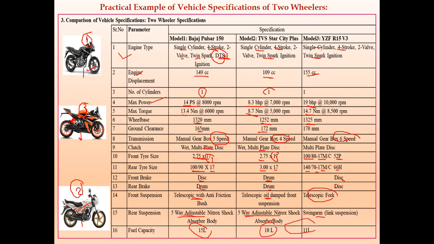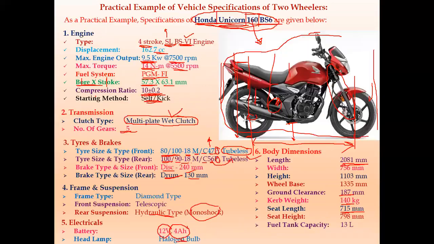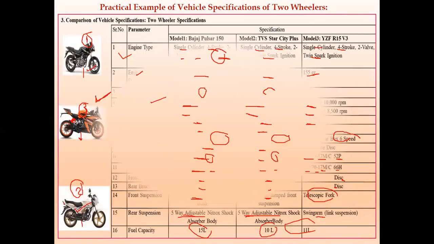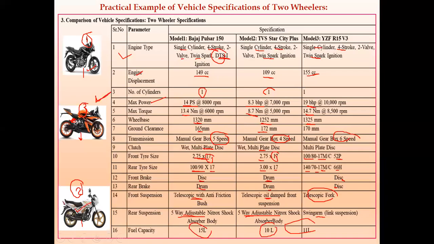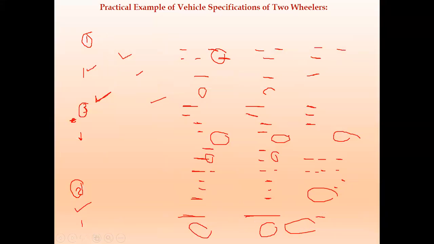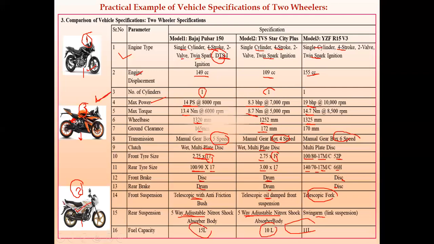So we can compare different specifications of different models, and then we can choose based on the technical specification of each model, and based on this we can decide on buying these vehicles. So these are the vehicle specifications in case of two-wheelers. This is all about this video, vehicle specifications in case of two-wheelers.